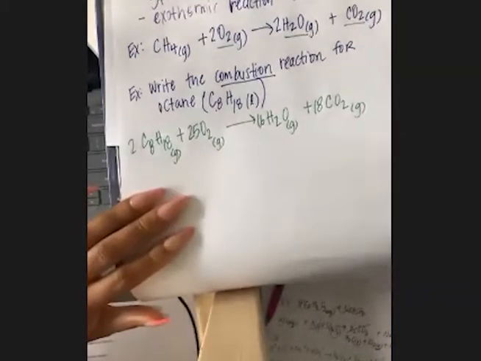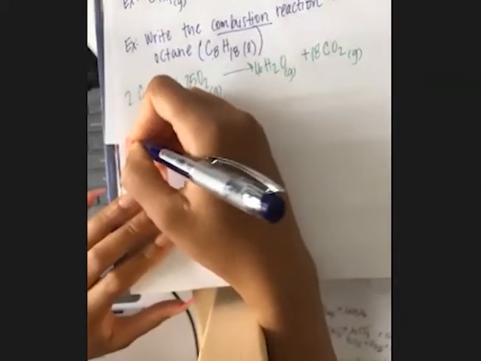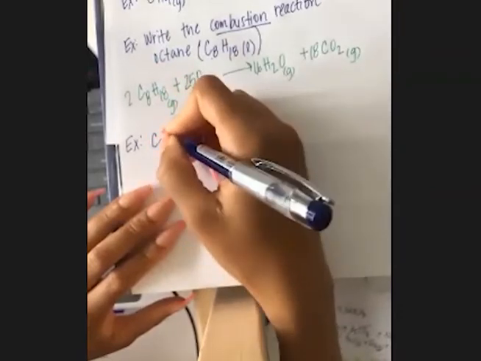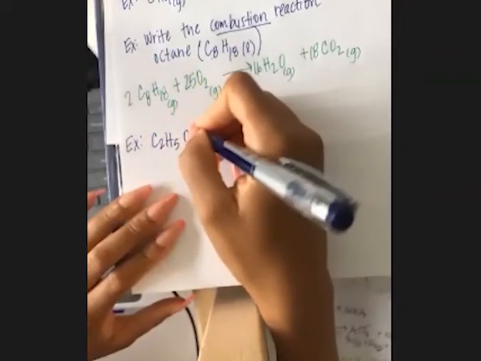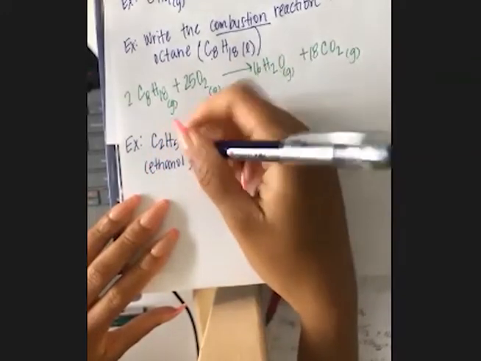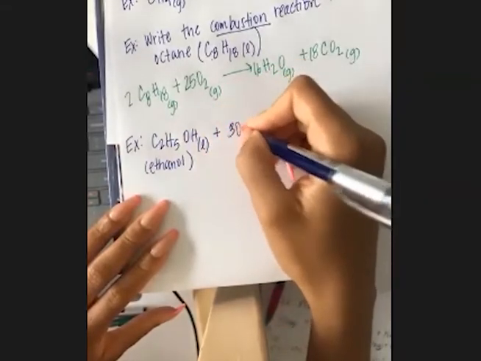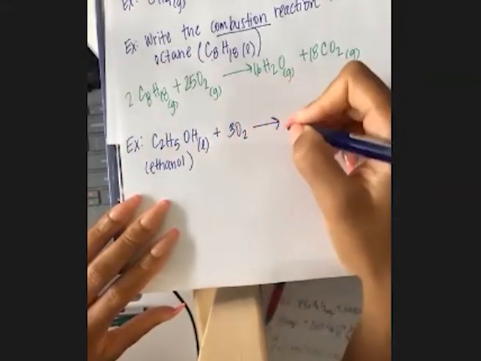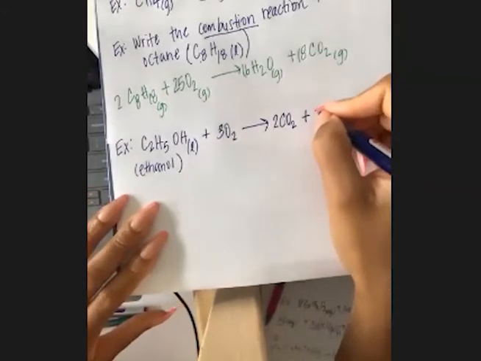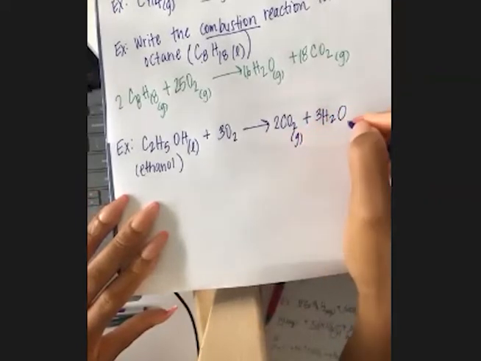Sometimes the carbon hydrogen compound contains oxygen as well. We'd still consider it a combustion reaction, like C2H5OH. This is ethanol, which is a liquid. In the presence of oxygen, it's still going to form carbon dioxide plus water. Gas, gas.